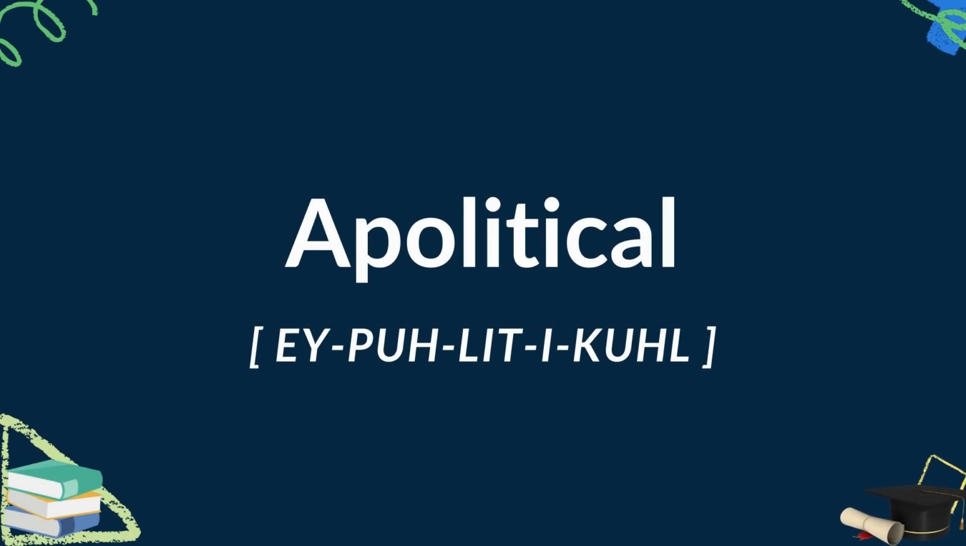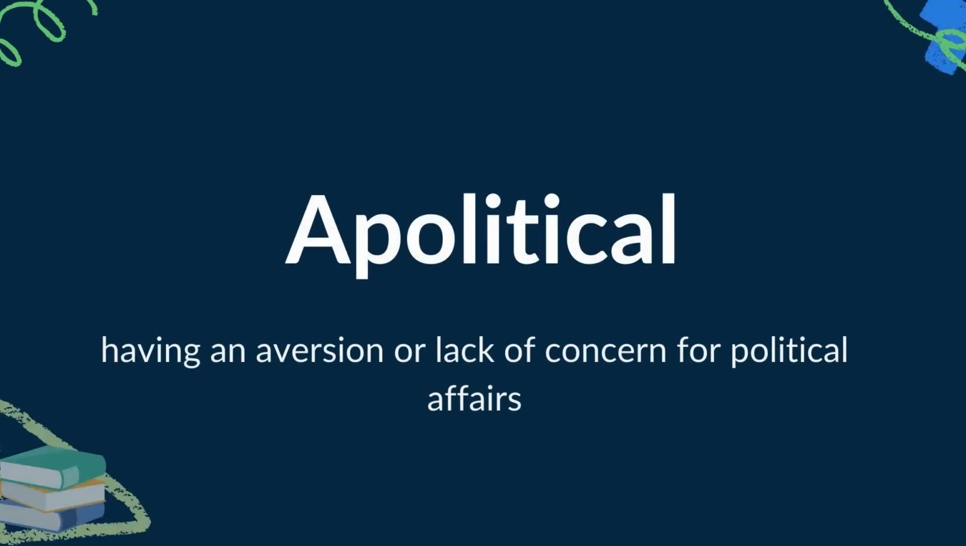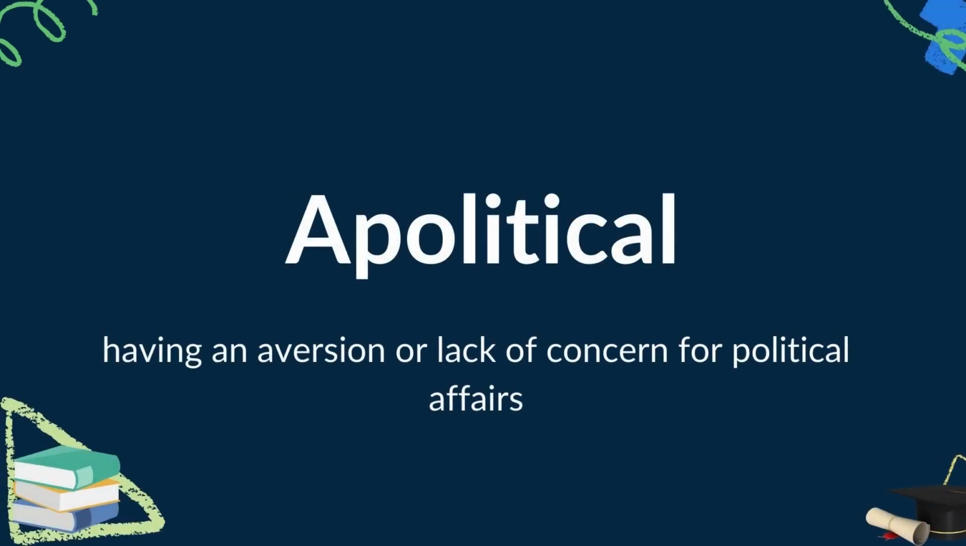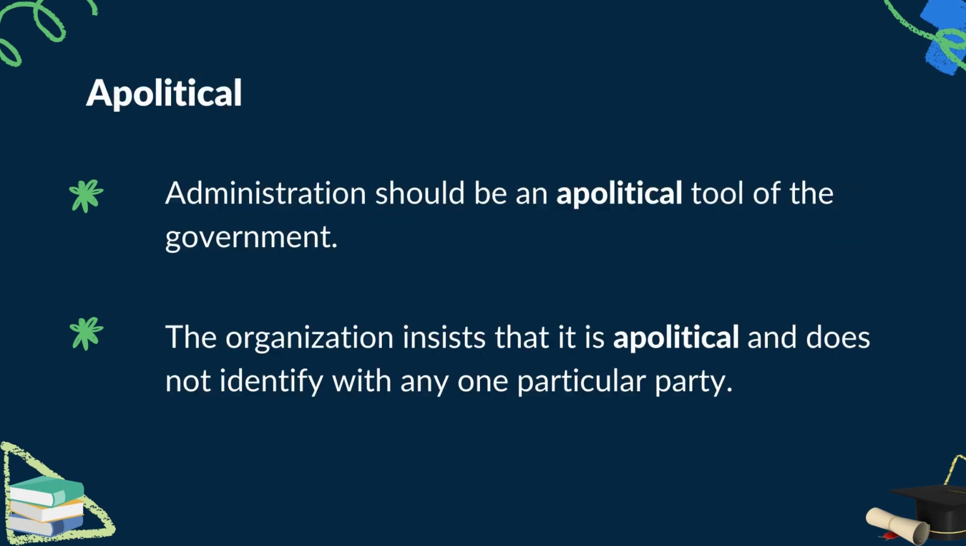The next word is apolitical. A-P-O-L-I-T-I-C-A-L. Apolitical. Apolitical means having an aversion or lack of concern for political affairs. Here are some ways you can use the word in a sentence. 1. Administration should be an apolitical tool of the government. 2. The organization insists that it is apolitical and does not identify with any one particular party.